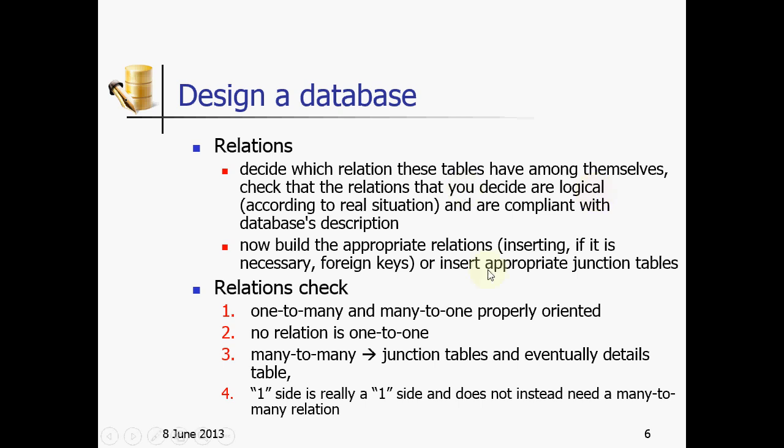Okay, and build them. Pay attention that you may have to insert junction tables if the relation is many to many. So after having built them, check that the one-to-many and many-to-one are properly oriented, and not as I did 5 minutes ago with the one and many written wrong. So also always check: for each record here we have many things there, for each record there we have one thing here. Check that no relation is one-to-one. In particular, check that your one-to-many are not in practice one-to-one. And if you have a many-to-many, you should insert a junction table, and eventually also a details table, so 2 junction tables in the middle.